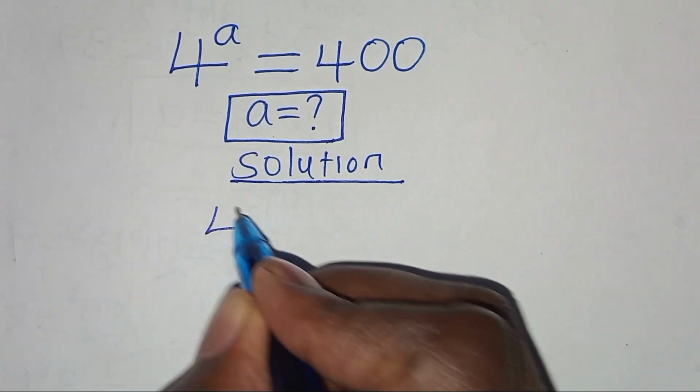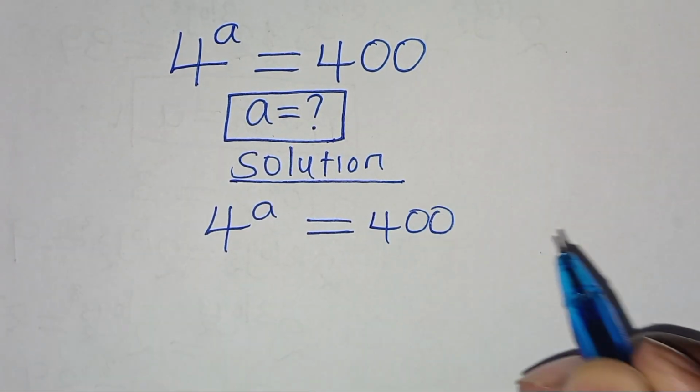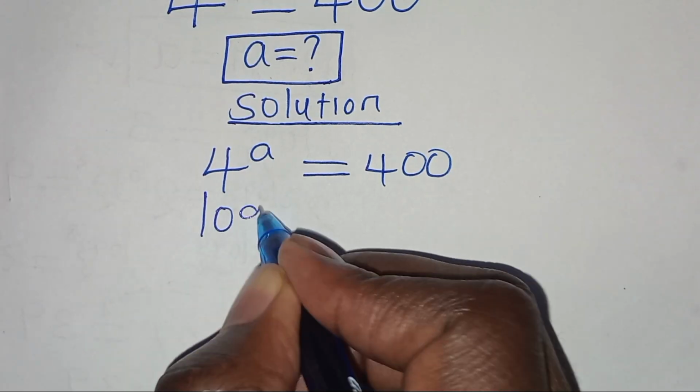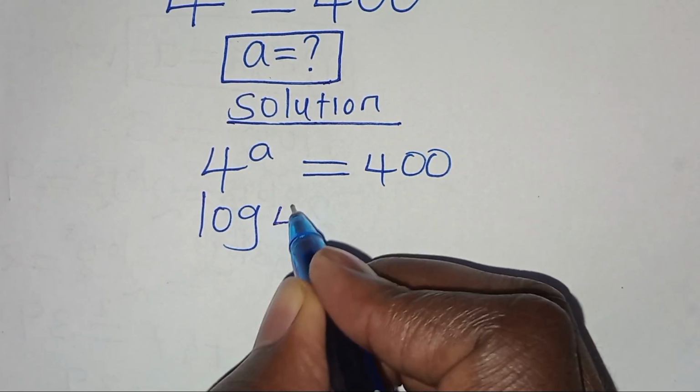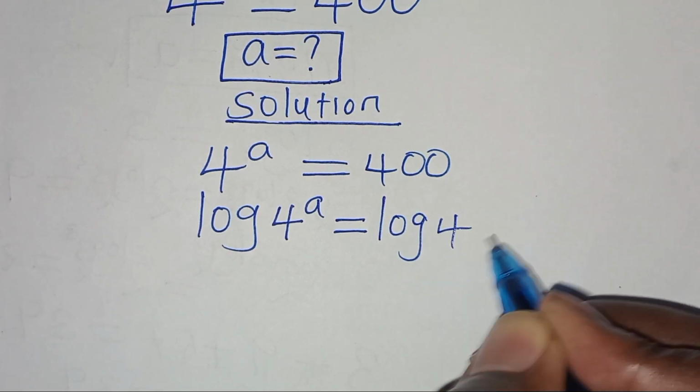We have 4 to power a is equal to 400. To solve for a, we introduce logarithm on both sides so that we have log 4 to power a is equal to log 400.